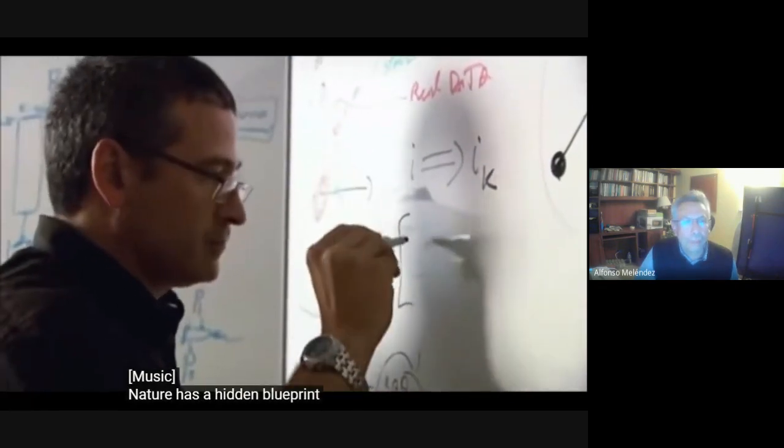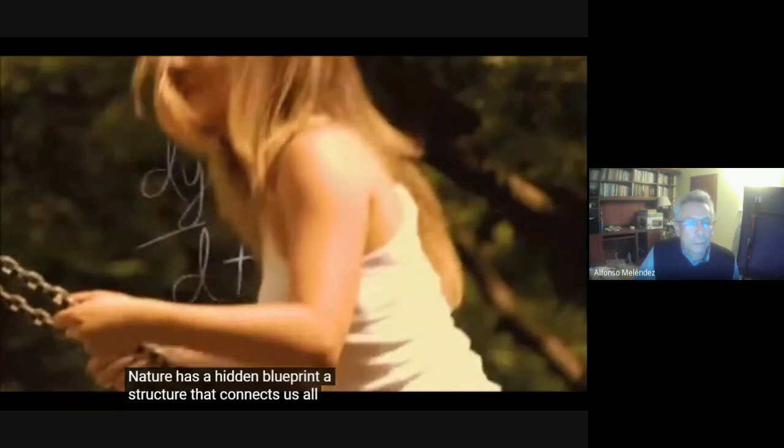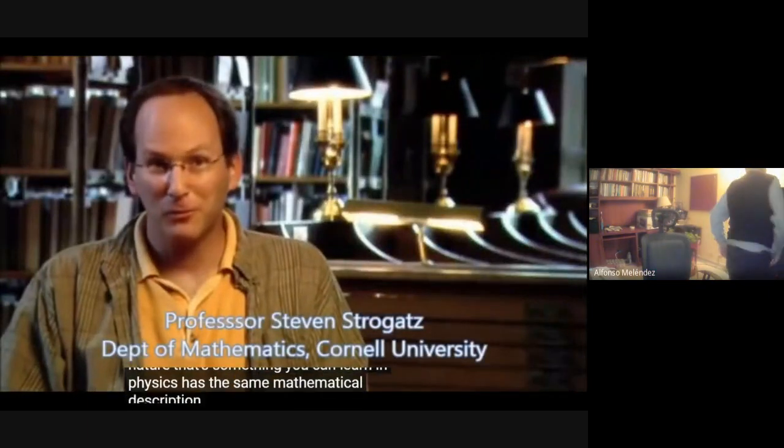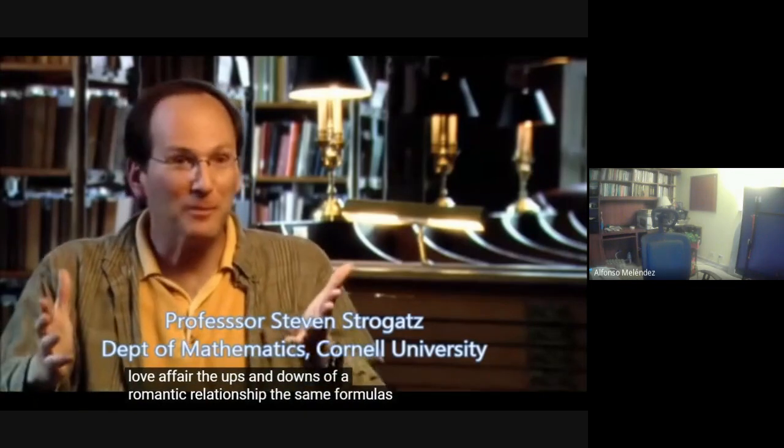Nature has a hidden blueprint, a structure that connects us all. This to me is a beautiful thing. The unity of nature, that's something you can learn in physics, has the same mathematical description as the oscillations of a love affair, the ups and downs of a romantic relationship. The same formulas.